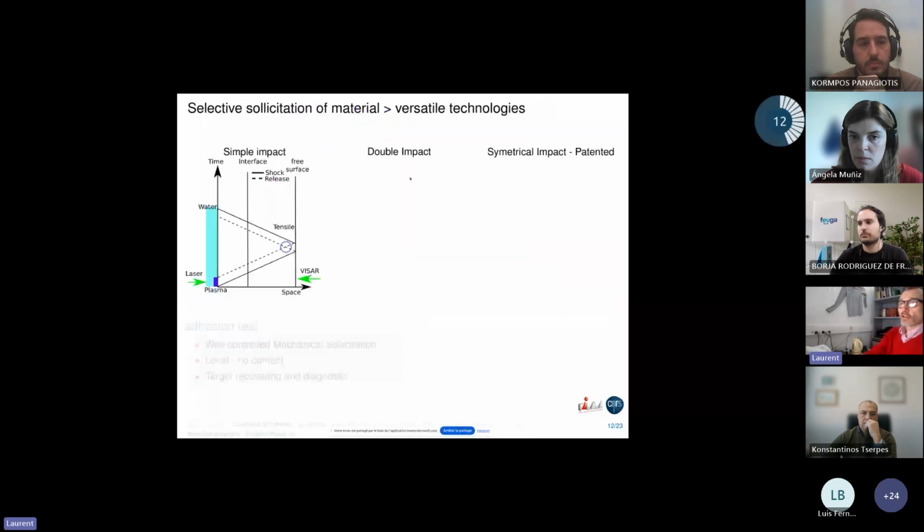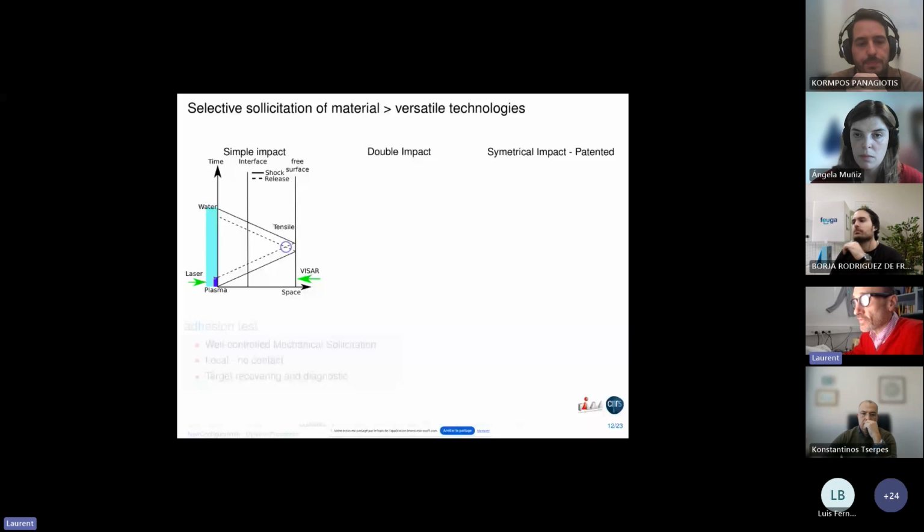To do that, we have developed different techniques. First, if we remember the first configuration of the space-time diagram with one pulse, we can generate tensile stresses near the rear surface, and we can reach interfaces in the depths of the materials.